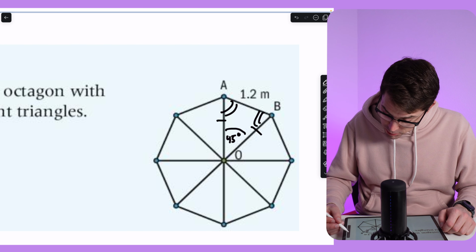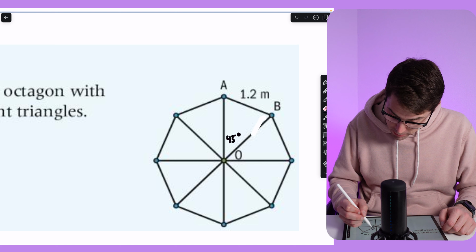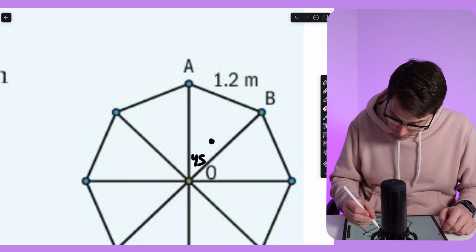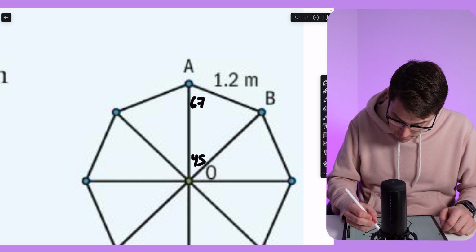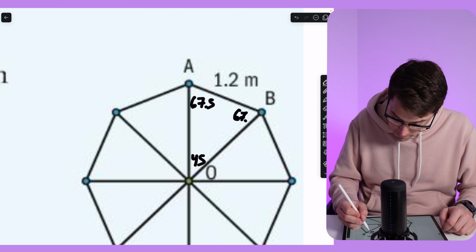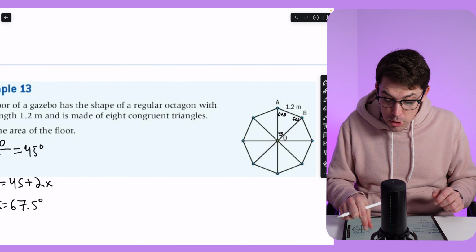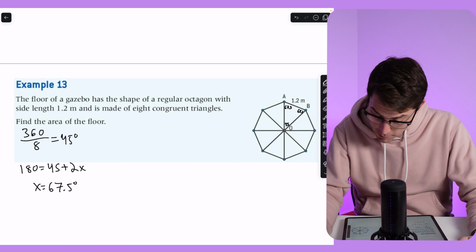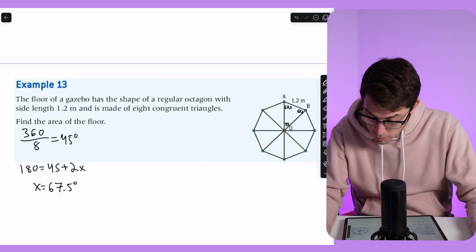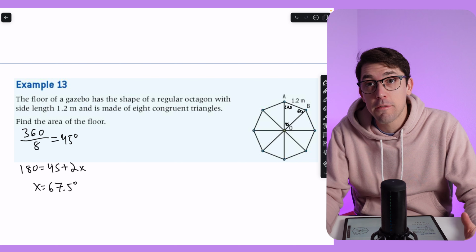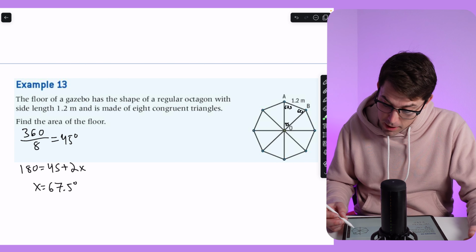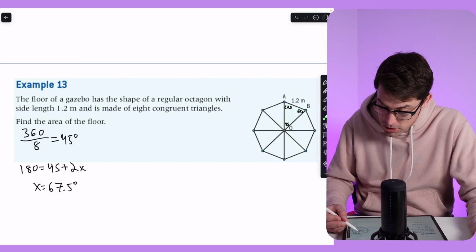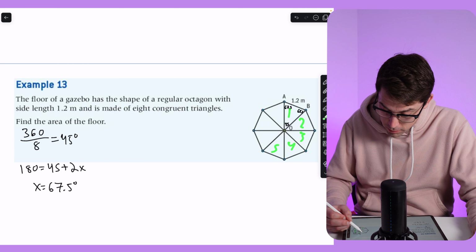So if I zoom in on this shape again and clean it up a little bit, I have a 45-degree angle down here, and I have a 67.5 degree angle here and a 67.5 degree angle here. And that is going to be true for every single triangle that I have. Now, the question becomes, what do I need to find for the area of this entire figure? Well, let's start off by simply finding the area of one of these triangles, because the shape is just this triangle 8 times over, all the way up to 8.